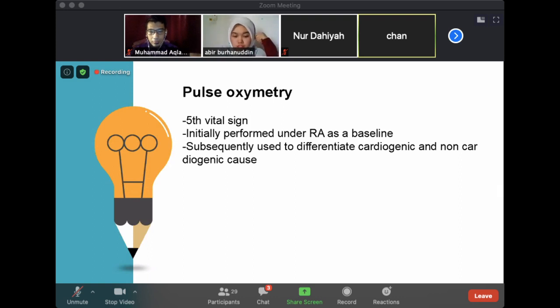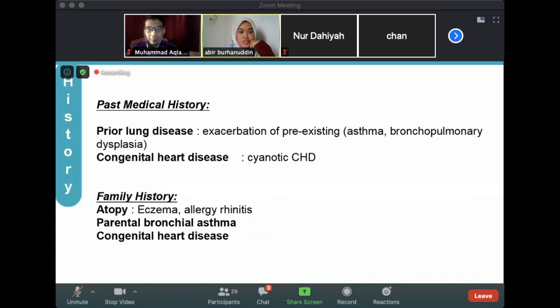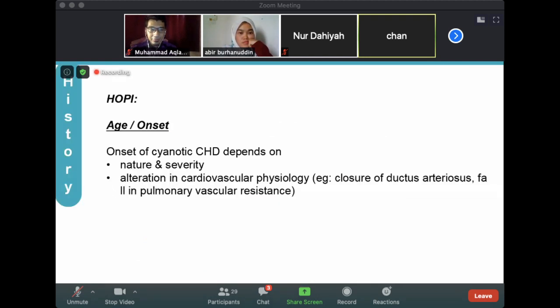Then for your presentation, based on history, you go back to your history part. Onset: the first thing is you decide whether the child has been cyanosed since birth, or the child has a pre-existing condition which may predispose to cyanosis and is now currently more cyanosed, or was previously a little bit cyanosed and is now progressively worsening. So kids who have pulmonary hypertension, those who have cyanotic heart disease, isn't it?